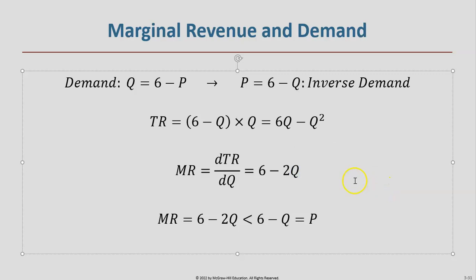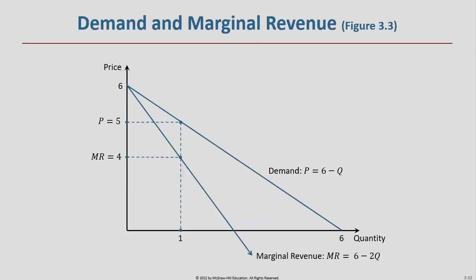Okay, so we can see that the marginal revenue, which is 6 minus 2Q, is always going to be less than price, which is 6 minus Q, because we're subtracting a larger number, 2 times Q, from 6 with the marginal revenue function than we are with the inverse demand function. Okay, so that gives us this graph. If the inverse demand curve is 6 minus Q, then we have both a vertical and a horizontal intercept of 6, and the slope is minus 1.